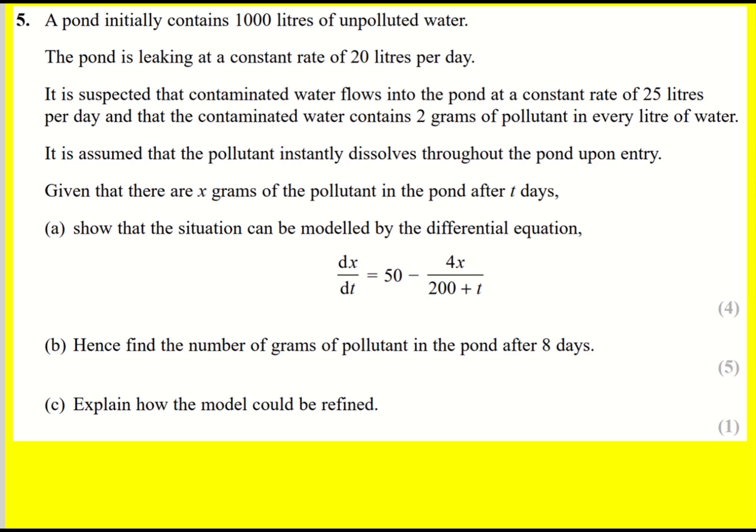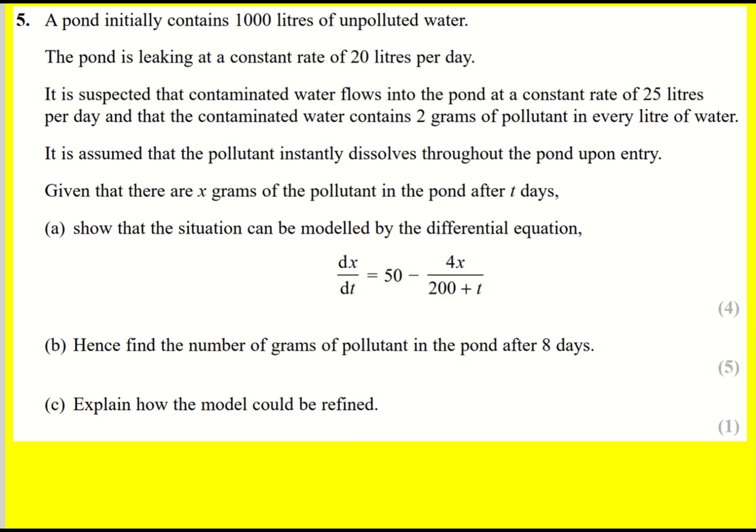The pond initially contains 1,000 litres of unpolluted water, and the pond's leaking at a constant rate of 20 litres per day. It's suspected that contaminated water flows into the pond at a constant rate of 25 litres per day, and that the contaminated water contains 2 grams of pollutant in every litre of water. Well, that means there's a constant rate of 25 litres, so actually 50 grams are being added every day.